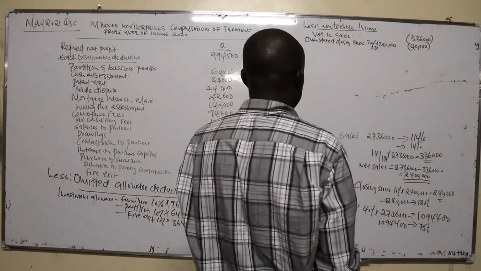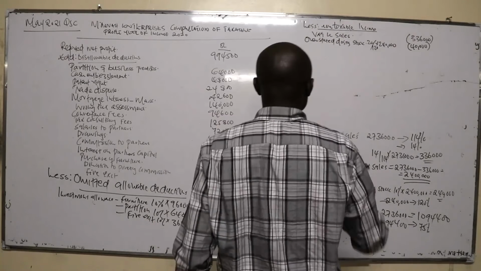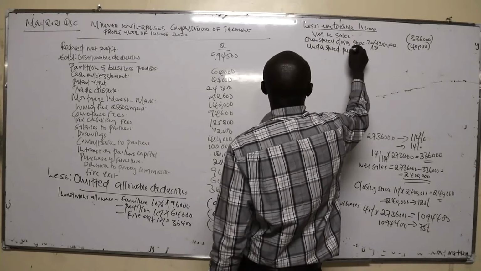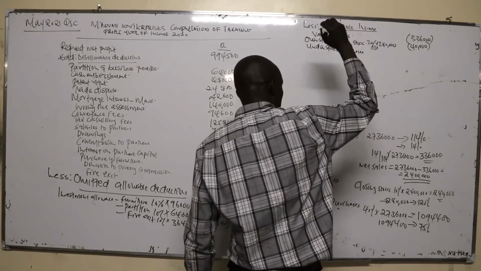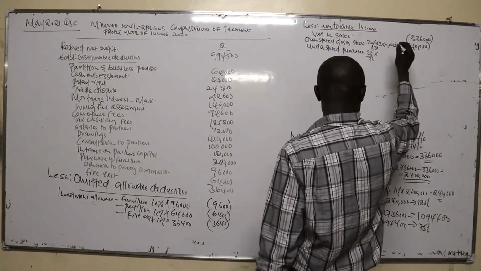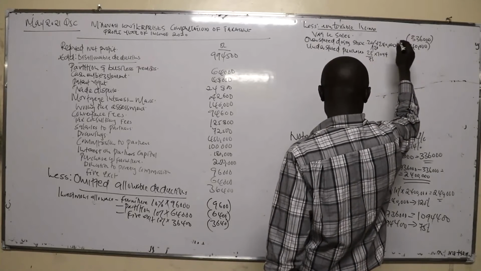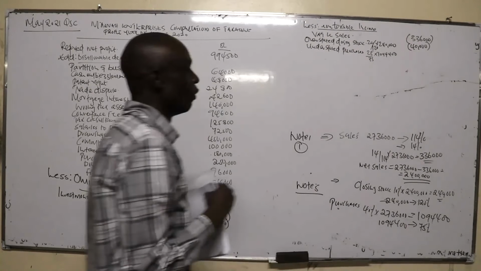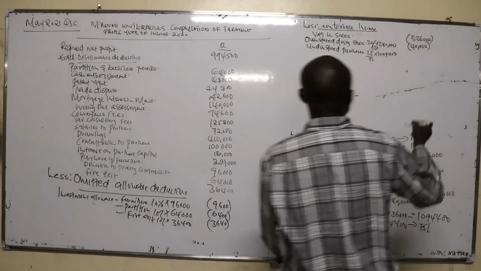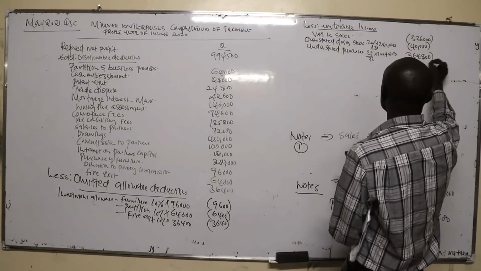And then there is also understated purchases, which is 25 over 75 times 1,094,400. So 25 divided by 75 times 1,094,400. That one is 364,800. So that one you deduct.